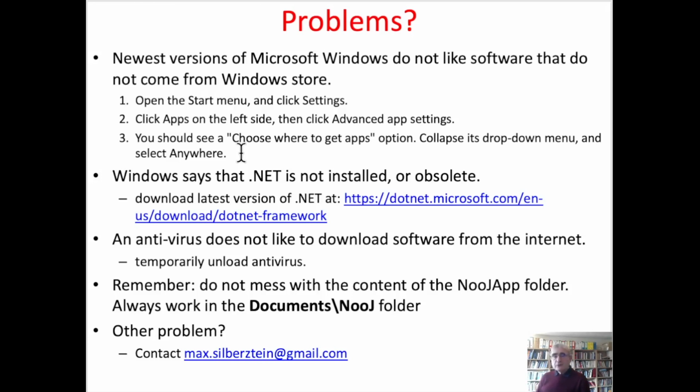Another problem could be that Windows says that .NET is not installed or it's obsolete, so you have to download the latest version of .NET at .NET.microsoft.com. Another problem could arise if you have an antivirus that is set to forbid any software to be downloaded from the internet. So you would have to temporarily unload the antivirus to install NooJ. And again, one major problem would be if you mess with the content of the NooJ app folder. Always work in the NooJ folder, which is stored in your documents folder.